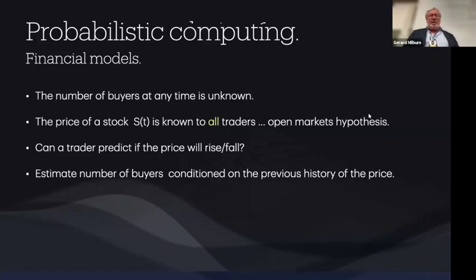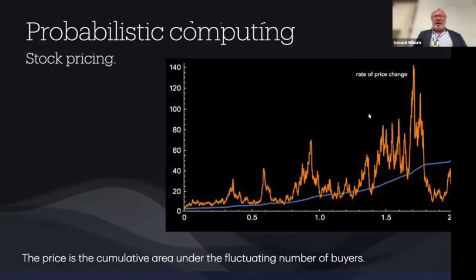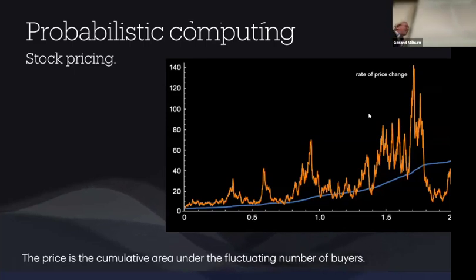So the key is to estimate the number of buyers conditioned on the previous history of the price. And that's an incredibly random looking thing. It's called volatility. And it turns out that if I can look at the share price like this and compute the area under it very, very accurately, I have the beginnings of an algorithm to gain some small advantage in my actions in the market. It turns out that calculating the area under stochastic curves like that is very difficult, very time consuming.